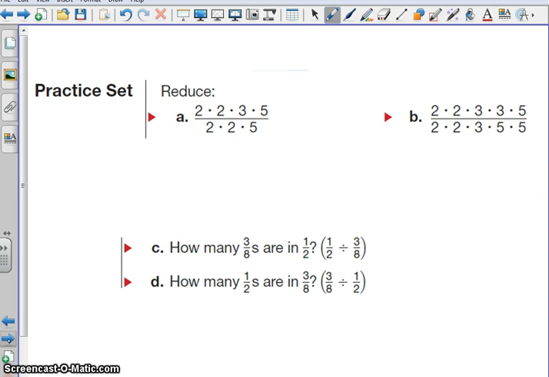Looking at the practice set problems, for A, you should cancel and find which ones equal 1 together. For B, you're doing that same thing. And for C and D, think again, how many 5s are in 10 to help you figure out the dividend and divisor and how to solve these problems. And don't forget, leave it, times it, flip it.